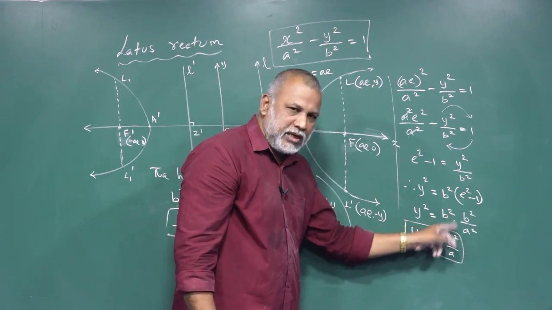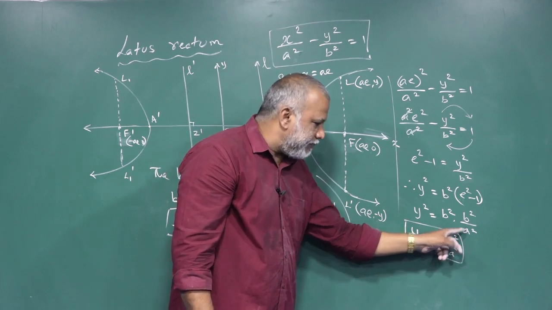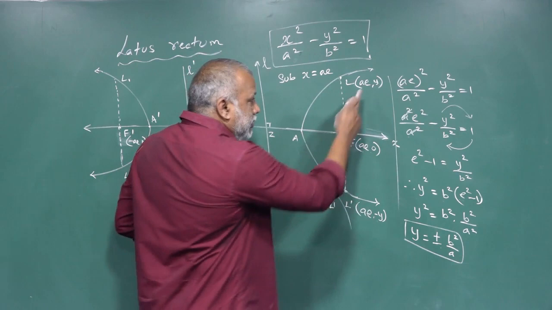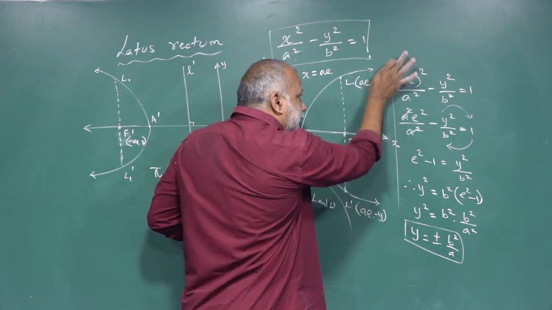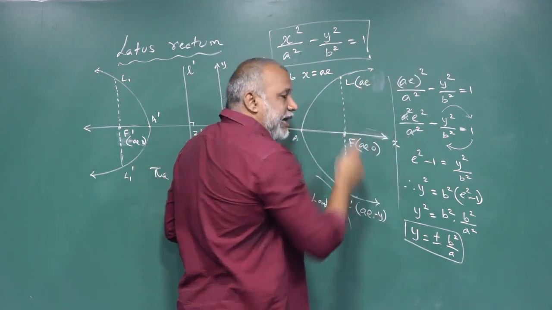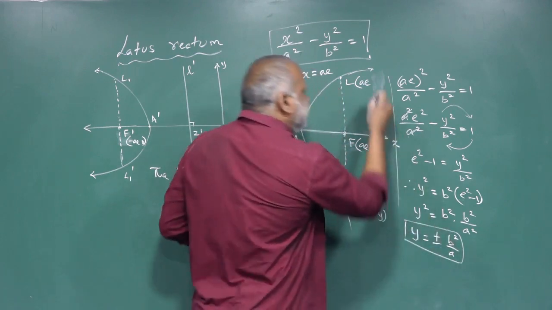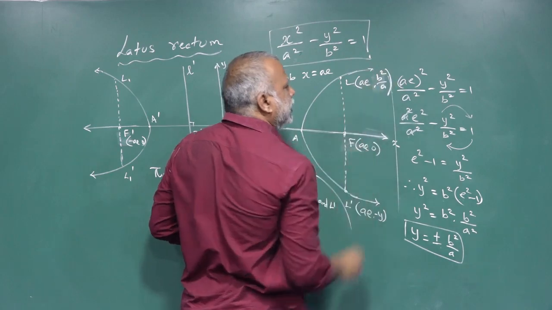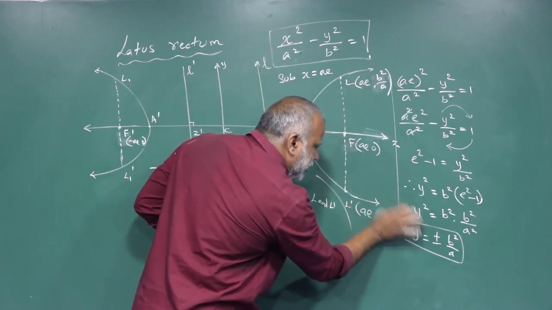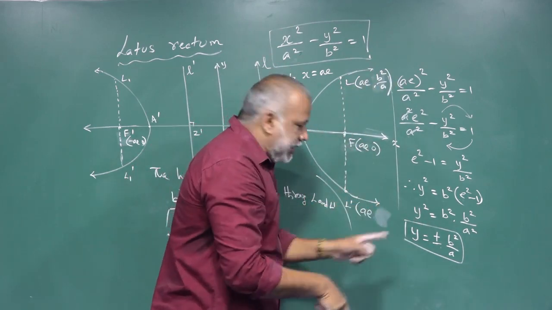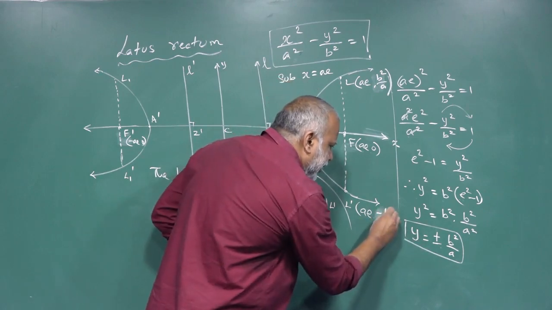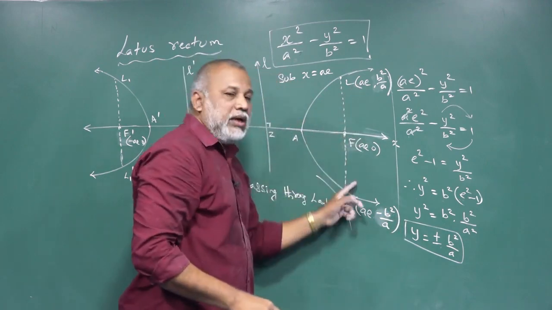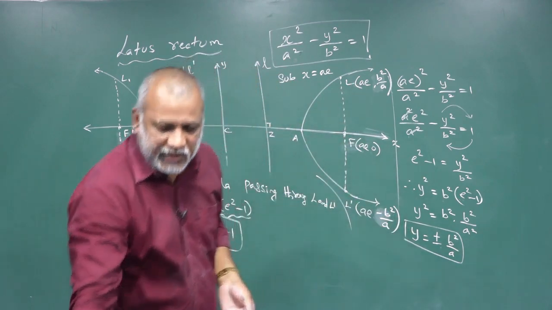That means b power 4 is here. We are taking the square root, you get b squared here, a. This is the value of y. Take the positive result here because it lies in the first quadrant. Therefore, it must be b squared by a. See here, L dash must lie in the fourth quadrant. Here it will take the negative. Therefore, minus b squared by a. So these are called the endpoints of the latus rectum.